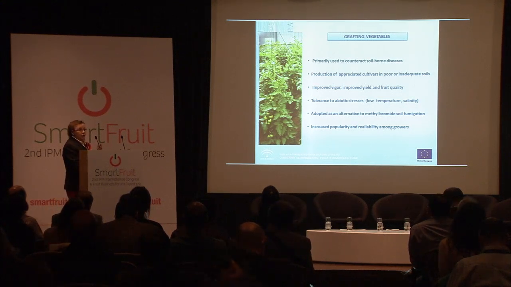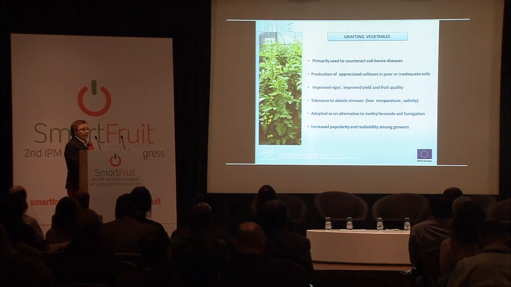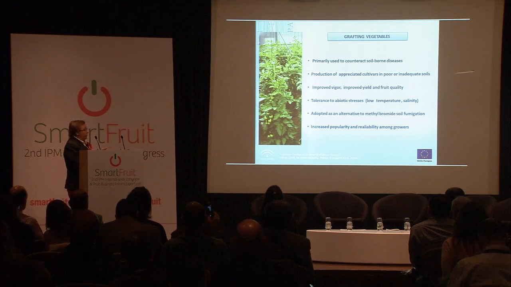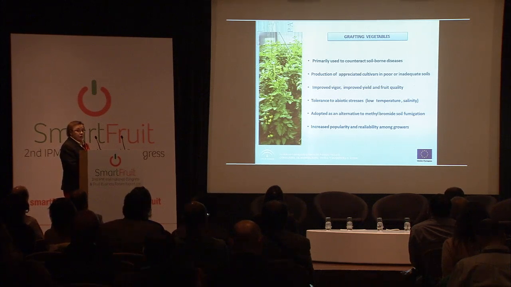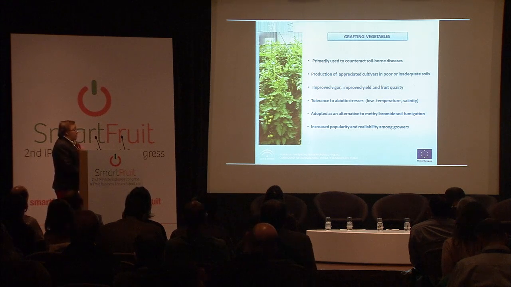The rootstocks give tolerance or resistance to one or several diseases, which allows us to produce cultivars that are valued by consumers in poor or inadequate soils. The rootstocks increase the vigor of the plant and the yield and quality of the fruit. And one of the aspects that affects quality is the uniformity of the product. Some also give tolerance to abiotic stresses, such as low temperatures and salinity.